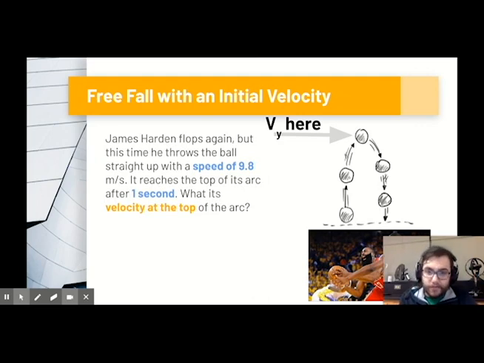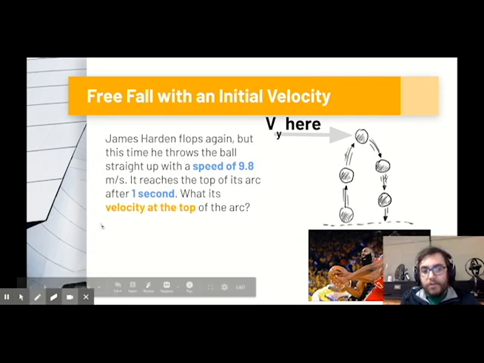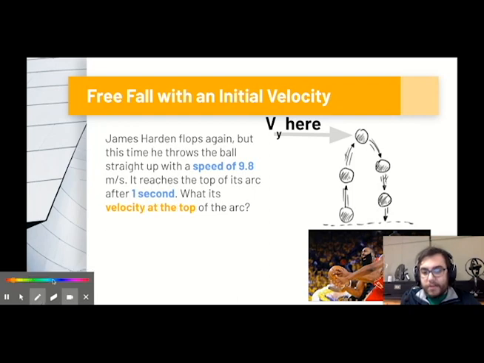So, James Harden flops again, but this time he throws the ball straight up with a speed of 9.8 meters per second. It reaches the top of its arc after 1 second. What is the velocity at the top of the arc? So, right here, we have 9.8 meters per second. That would be our Vy.